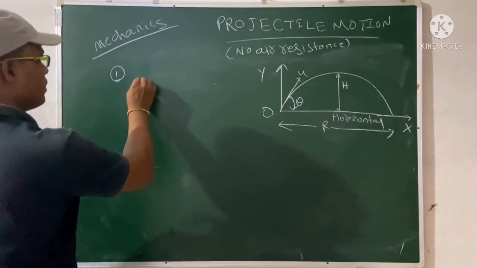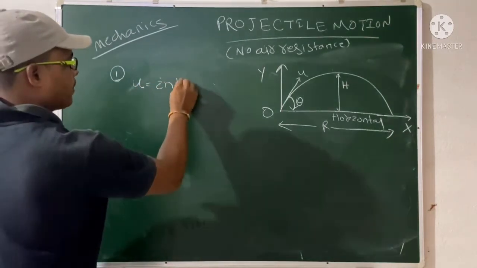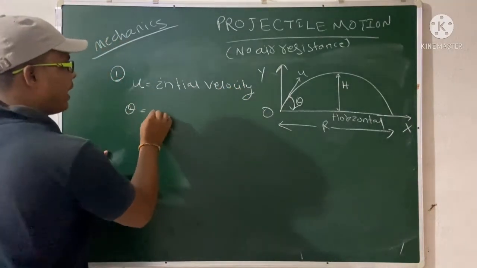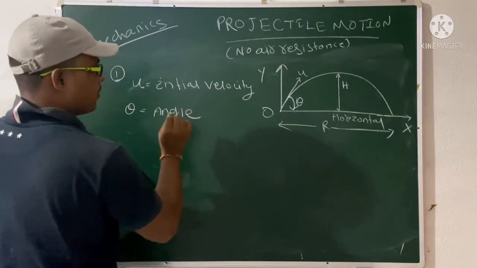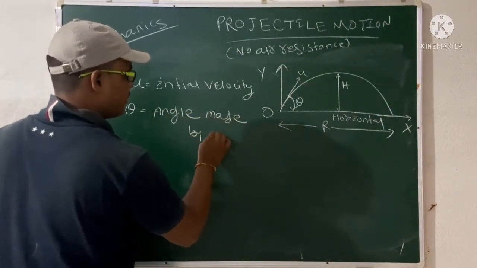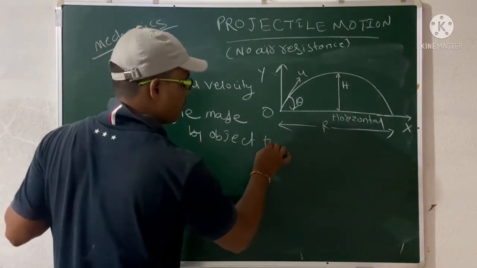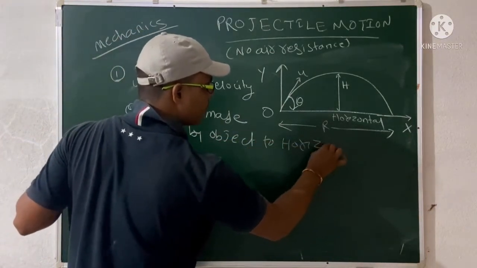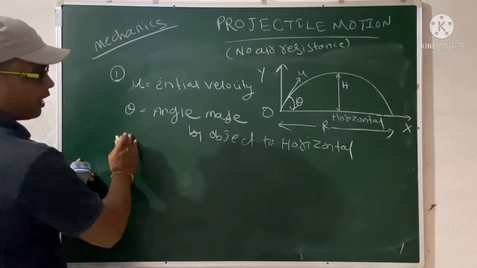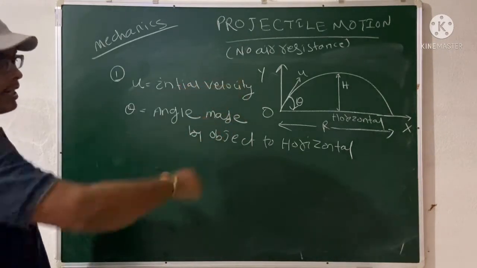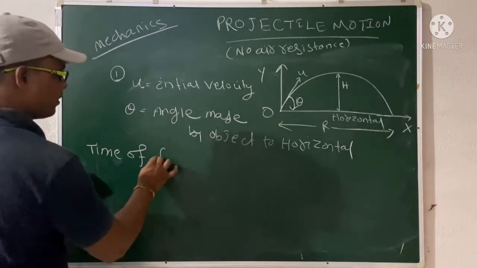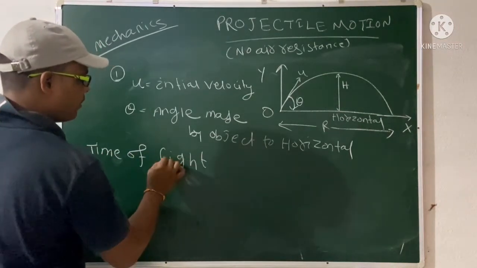So u is your initial velocity, then theta is the angle made by the object to the horizontal, right? This is the angle made by the object to the horizontal. Then r is your maximum horizontal distance and h is your maximum height. So first we will take the time of flight. What is the time of flight?